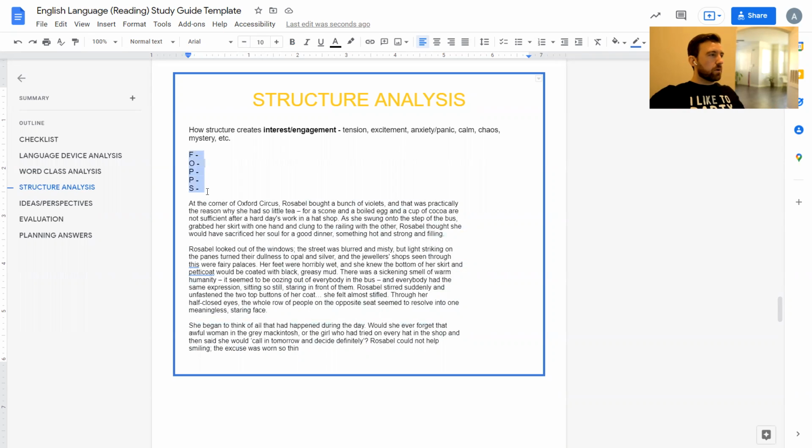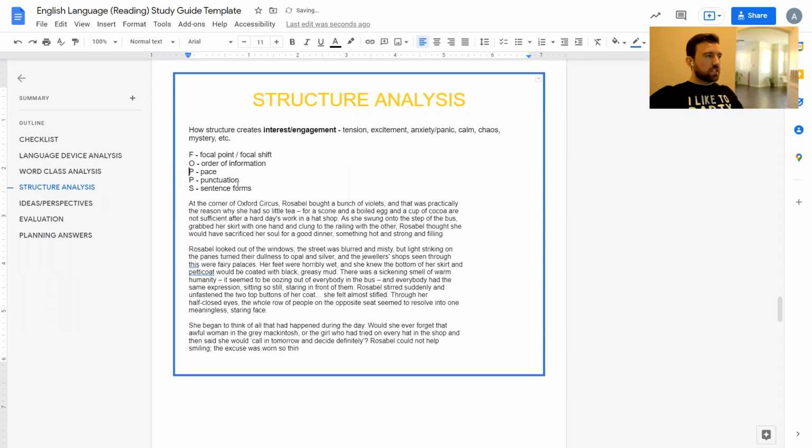Okay, so let's talk about FOPPS for a second. The F stands for focal point or focal shift. Both can be interesting together; sometimes they're interesting separately. We'll talk about that. Then the O is the order of information. The P is for pace, pacing. It's also for punctuation, the second P. And the S is sentence forms.